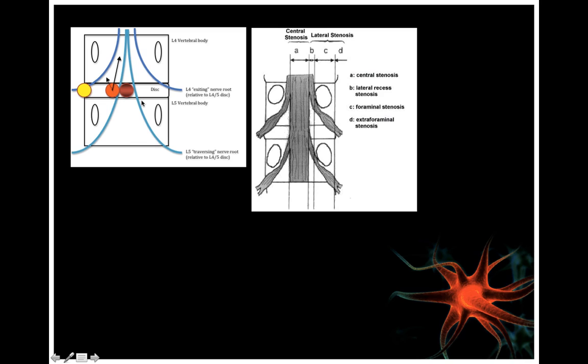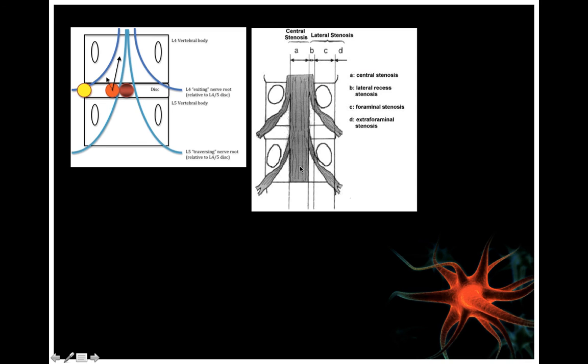But if you have foraminal disc herniation, the herniated disc is in the foramen, then what will it get? It will get the exiting L4 nerve, but not the descending L5 nerve, okay? This is going to be confusing, but it takes a little bit of learning.